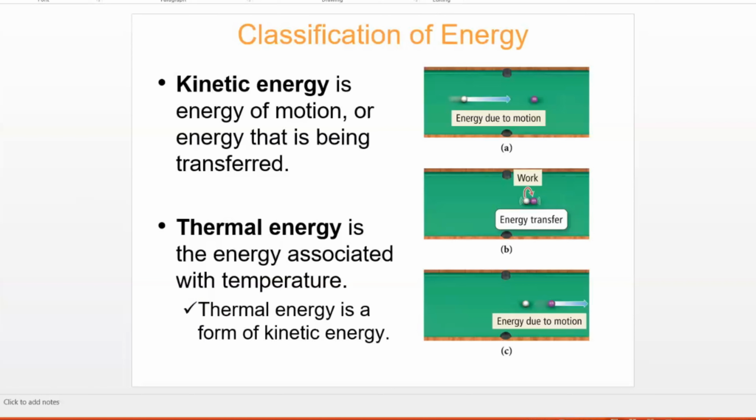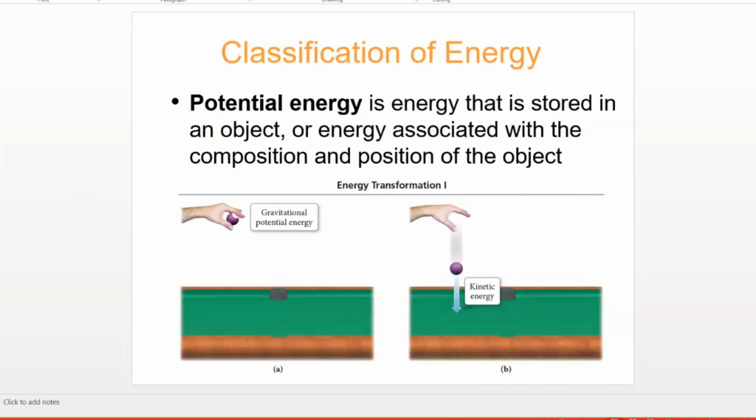For kinetic energy, we have thermal energy, which is the energy associated with a change in temperature. And like we talked about in Chapter 6, the average kinetic energy is a representation of temperature. So that's what thermal energy relates to. It relates to the change in temperature and the motion of the particles. Potential energy is the energy stored in an object or the energy associated with the composition or the position of the object. So in kinematics, we have potential energy as mgh.